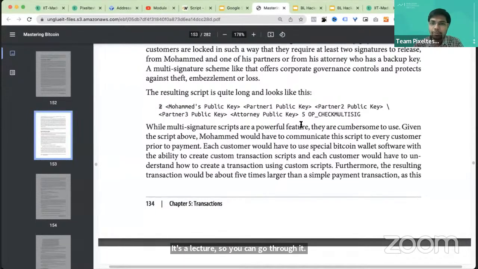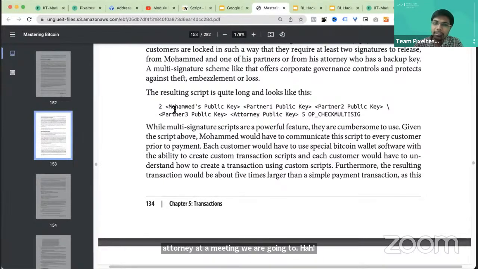Now it is 2 out of 5. So what is going to happen? First, let's say the one primary person is Mohammad's public key, and then there are 3 other partners. And then let's say there's another attorney's public key. Let's say there's another verifier or attorney we are going to have.